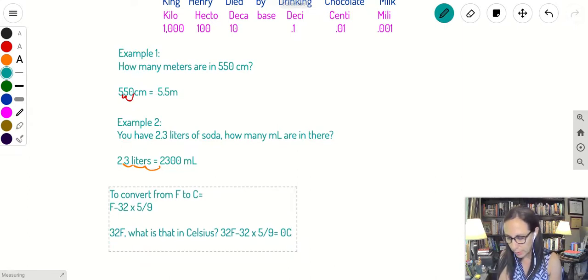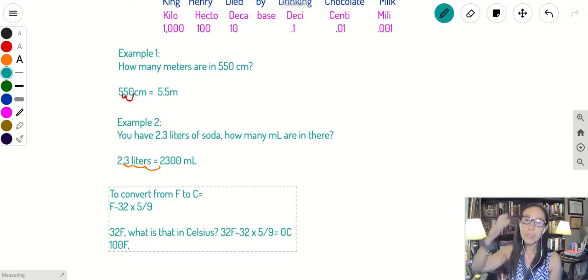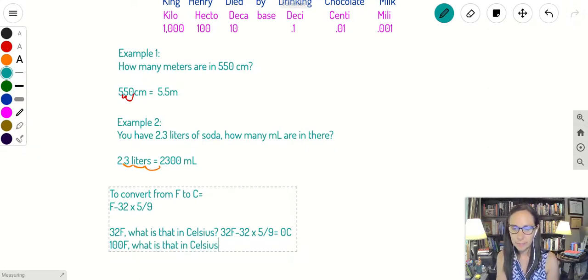But let's do another one. Let's say you have 100 degrees Fahrenheit, because lately it's been like 100 degrees outside. And if you have a European friend and they're like, what's the temperature? You could say it in Celsius, because they wouldn't understand 100 degrees Fahrenheit because they don't use that. So what is that in Celsius? What you do is use the formula. You'd be 100 degrees Fahrenheit minus 32 times 5/9, ugliest formula ever.